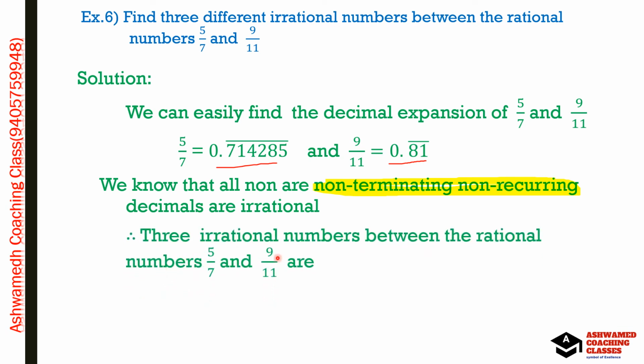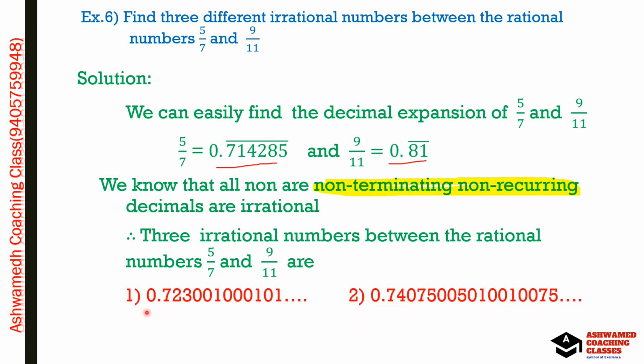Three rational numbers between the rational numbers 5 by 7 and 9 by 11 are, see, the first is 0.72301, 3001, 0001. You can take any digits after that. After 71 you can write the next number, so 72, 73, 75 you can also take. But the expansion must be non-terminating, non-recurring. This is important.